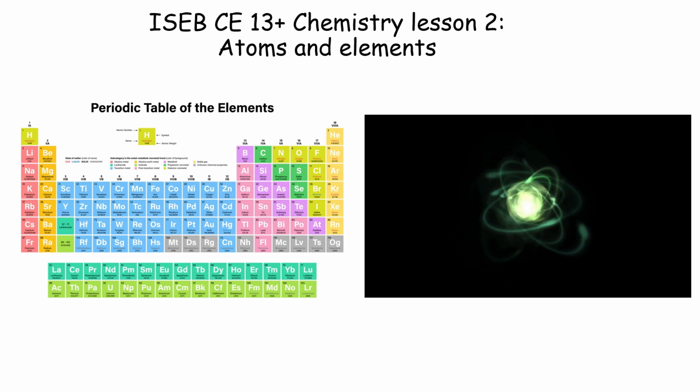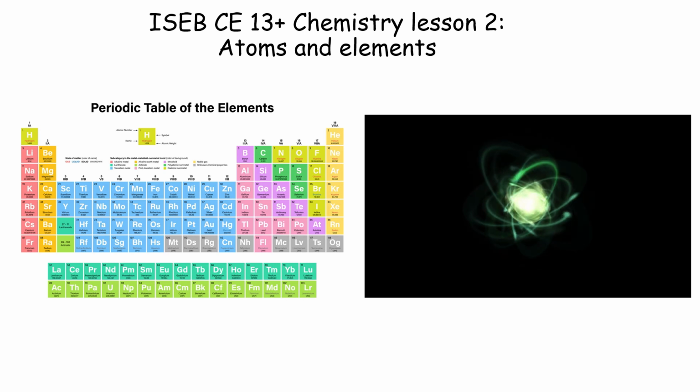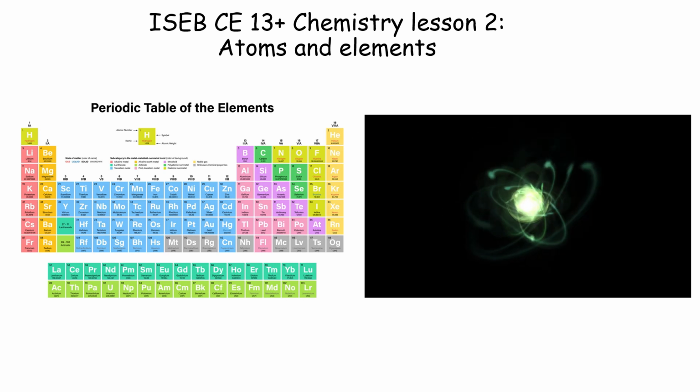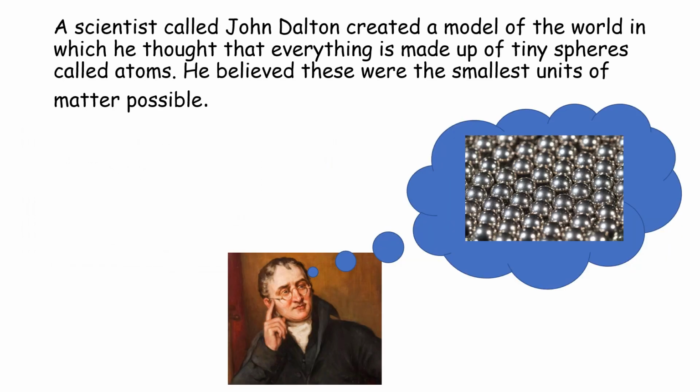Now, you can see here I have a modern interpretation of an atom with electrons spinning around a nucleus. You don't need to know that for these exams. What you do need to know is a more old-fashioned model of atoms. A scientist called John Dalton created a model of the world in which he thought that everything is made up of tiny spheres called atoms. He believed these were the smallest units of matter possible.